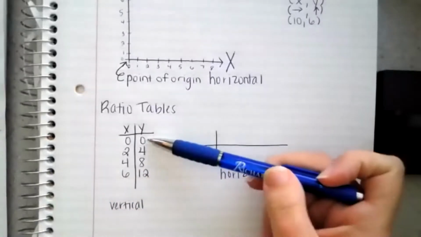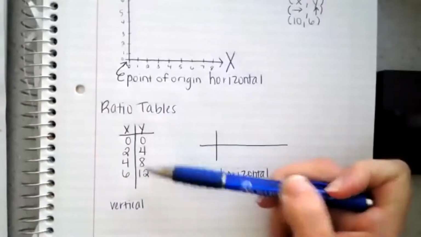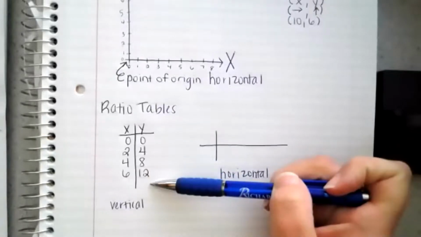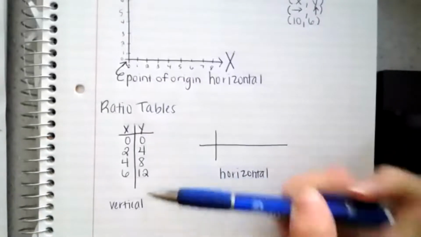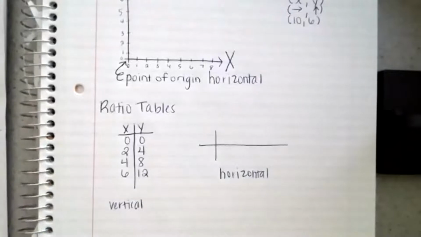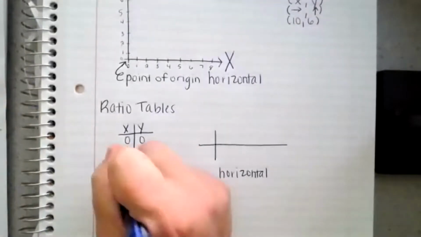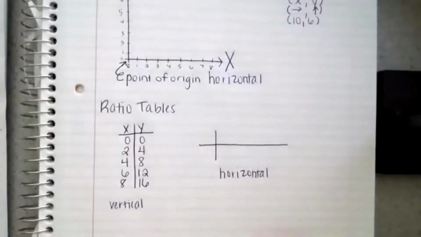So if I had 0, 0, 2, 4, 4, 8, 6, 12, what would my next ordered pair be? And you may unmute and tell me. 8, 16, awesome.